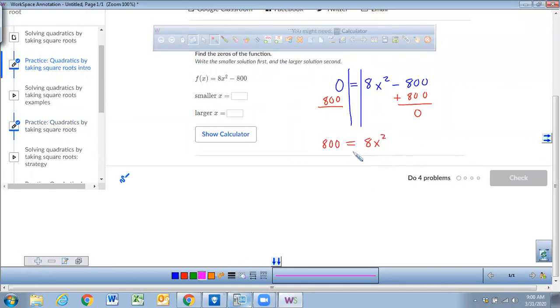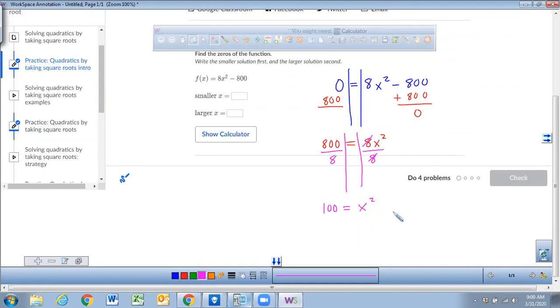Next step, what do we do to both sides, everybody? Solve for x. Divide. Yeah, divide both sides by 8. All right, so these cancel out. 800 divided by 8 is 100.